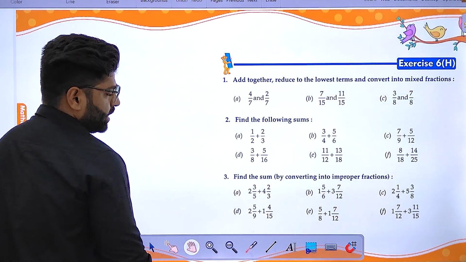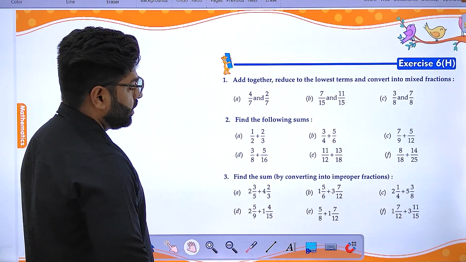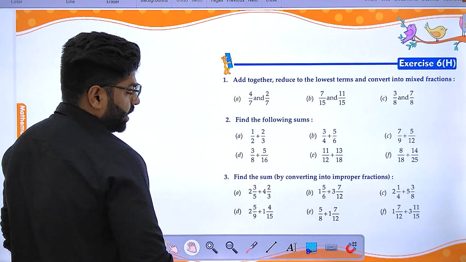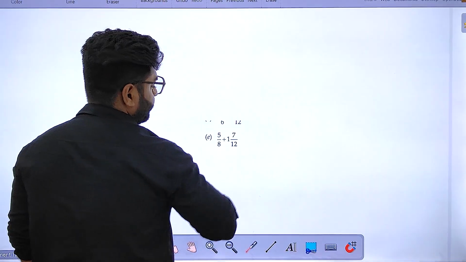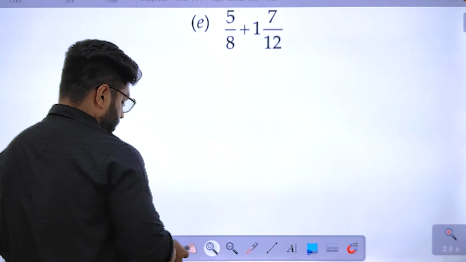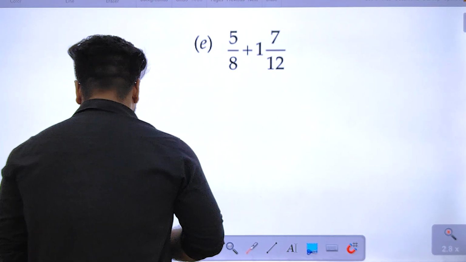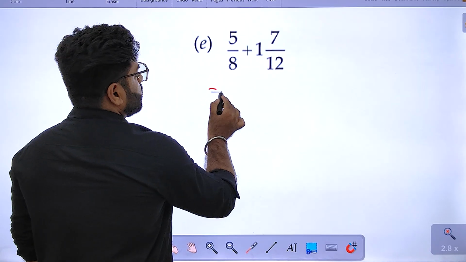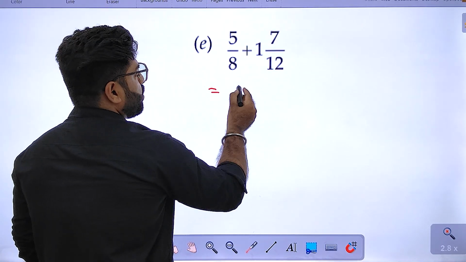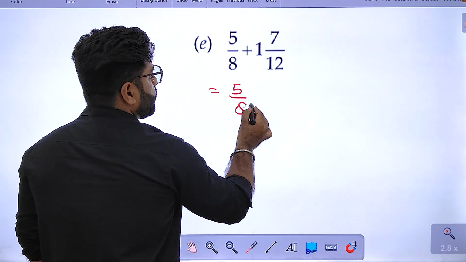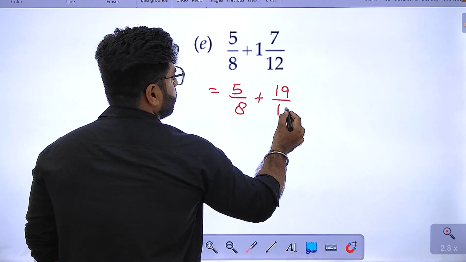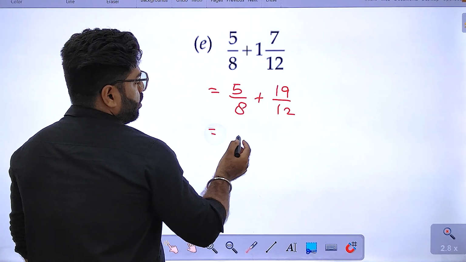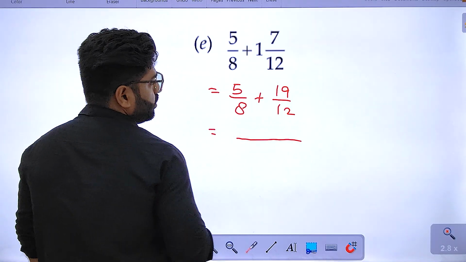Okay. Come to our next part, that is question number 3. Find the sum by converting into improper fractions. Okay, let's pick this one. So first we have to change this mixed fraction into improper fraction. So the first one is 5 by 8, plus 12 times 1 plus 7, this is 19 by 12. Clear?